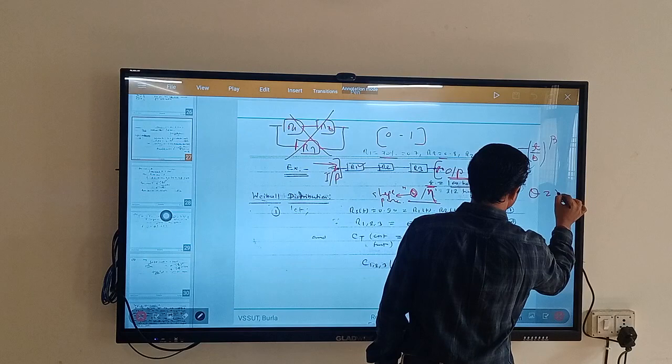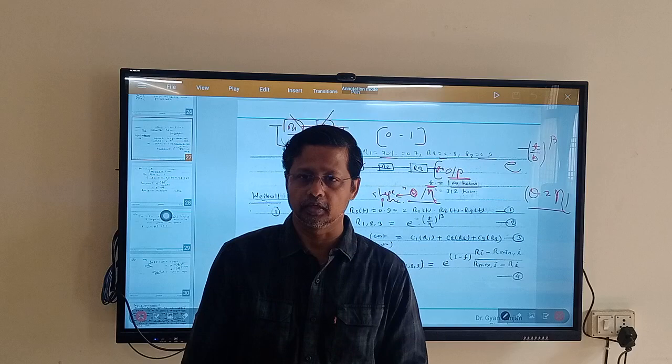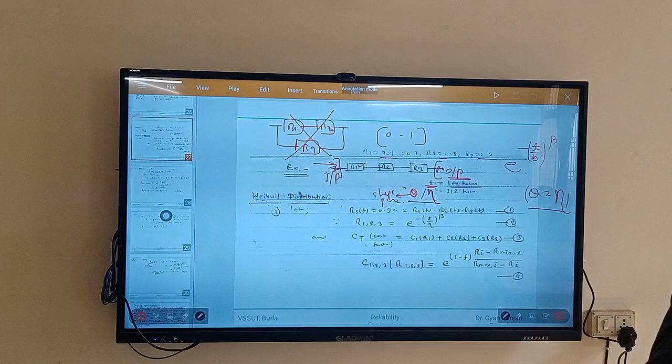So please do not confuse if you are referring to different books. Which one is going to change the shape of the parameter? Beta.